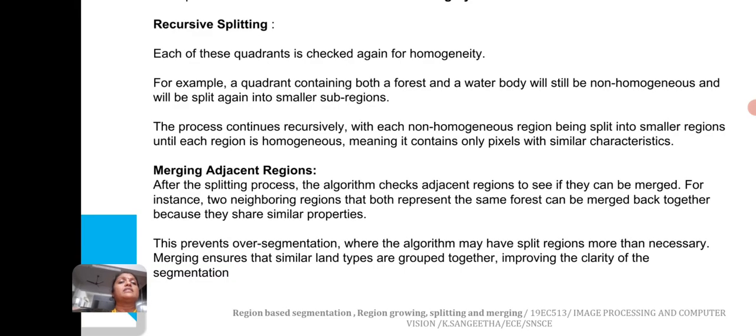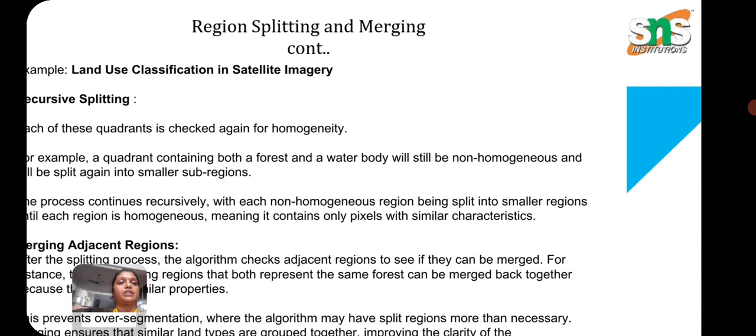The next step is merging adjacent regions. After the splitting process, the algorithm checks adjacent regions to see if they can be merged. For instance, two neighboring regions that both represent the same forest can be merged back together because they share similar properties. This prevents over segmentation, where the algorithm may have split regions more than necessary. So merging ensures that similar land types are grouped together, improving the clarity of the segmentation.